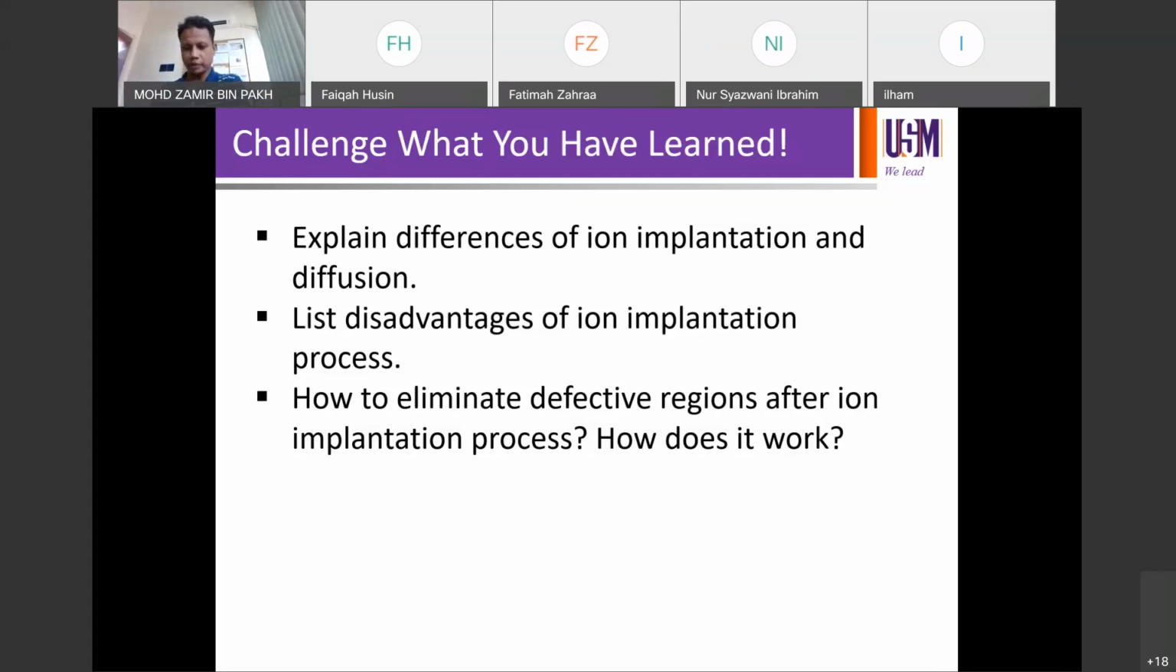Apa beza ion implantation dengan diffusion? Can write down. Right? Ion implantation is more expensive. Okay, what else?